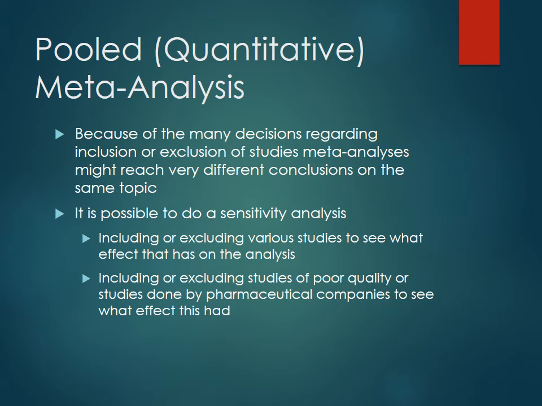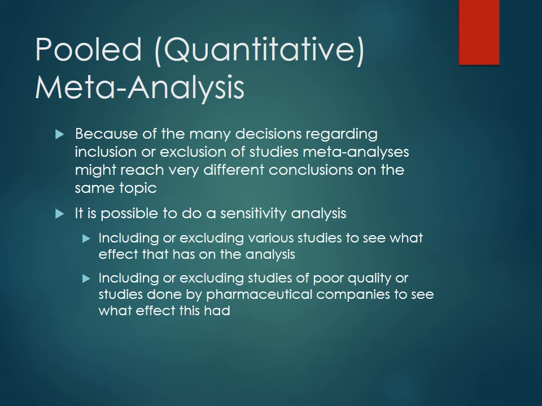Because of many decisions regarding inclusion and exclusion of the studies, meta-analyses might reach very different conclusions on the same topic. Just because Cochrane does it one way, you might see someone from JAMA do a meta-analysis a different way. It's possible to have these different results. So you can do a sensitivity analysis to look at the inclusion or exclusion of various studies to see what kind of effect they might have on the analysis. Say, if I'd included more studies that I originally excluded, how does that change my results, to see how sensitive they are to those outcomes?